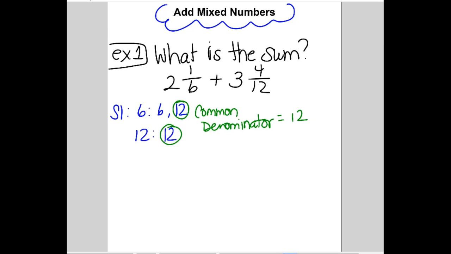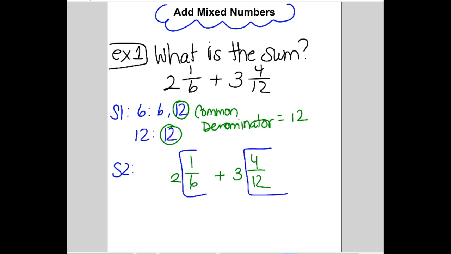So let's go ahead and do our second step, step 2. So again, remember, we leave our whole numbers alone. We're just messing with the fractions. The whole numbers, thankfully, can stay the same. The only thing that will be changing are our fractions. So let's rewrite our original, which is 2 1/6 plus 3 4/12. Now I'm messing with the fractions. I separate them from the whole number.